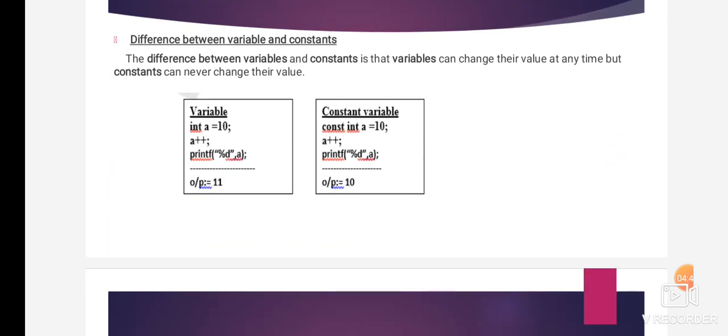The difference between variables and constants is that a variable can change its value at any time, but constants can never change their value. So this is the example for variable and constant. Here int a = 10, a++, print the value. So the value is a = 10. Here we can apply the increment operator. So the output is 10 plus 1, 11.